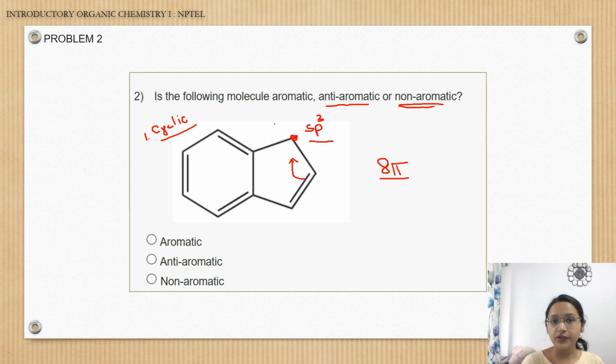Okay. If the conjugation were there, then your answer would be right, that it is anti-aromatic. But because of the lack of conjugation and the presence of this sp3 hybridized carbon, it is non-aromatic. So the correct answer would be, it is non-aromatic. So is it clear to all of you?